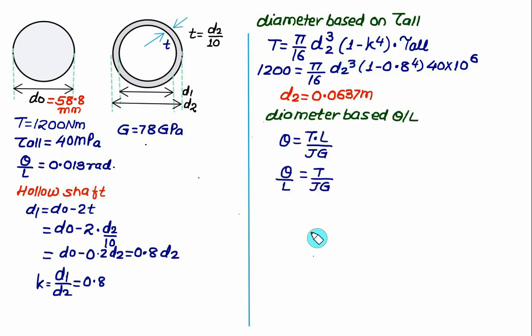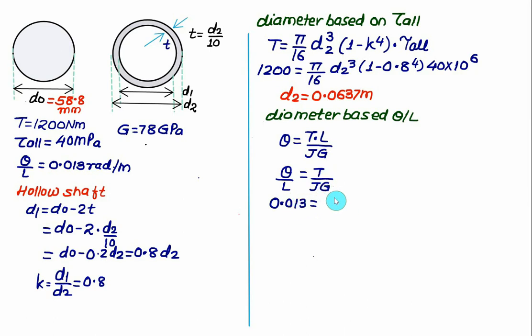Our second constraint is theta by L equal to 0.013 radian per meter. So we have theta equal to TL by JG. We rearrange this as theta by L equal to T upon JG. J you have to use for the hollow shaft. So in this case again we can calculate the value of D2. We have theta by L equal to 0.013 radian per meter. So again you have to use the SI unit here.